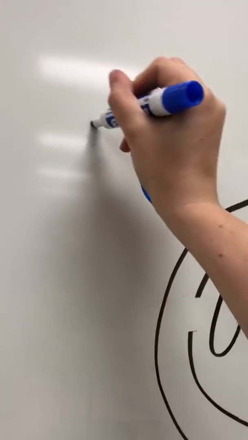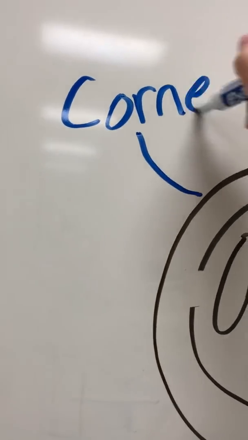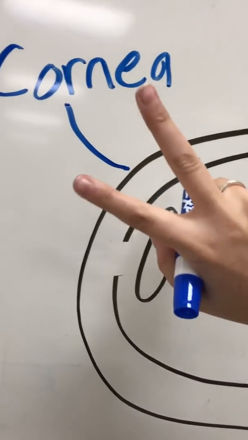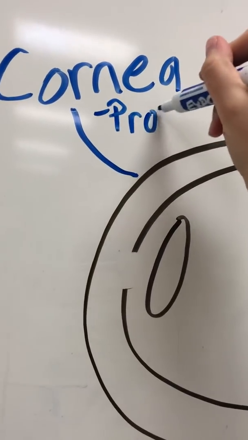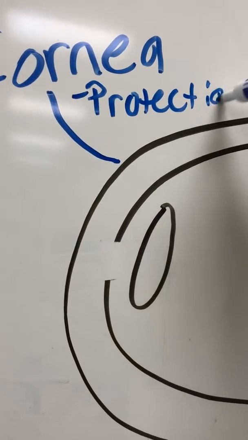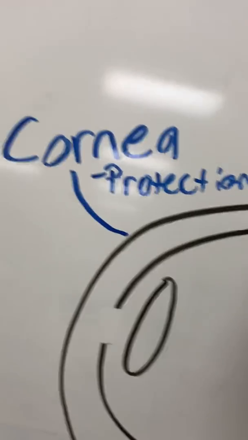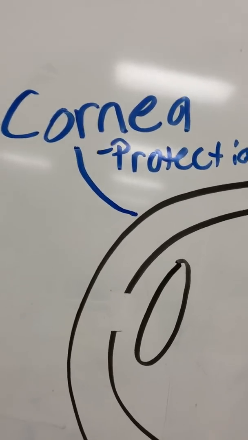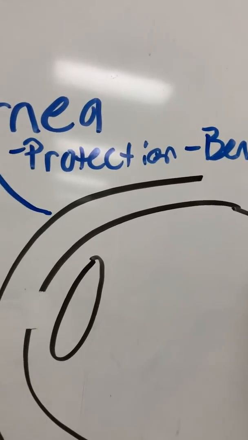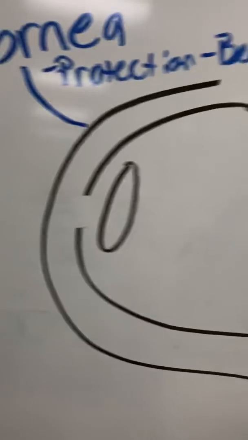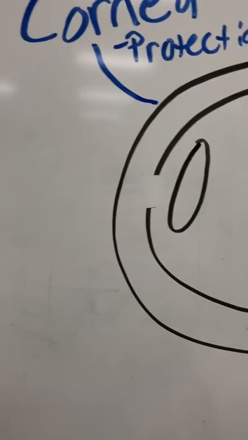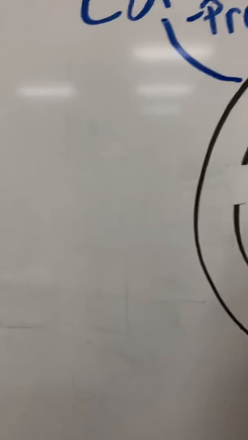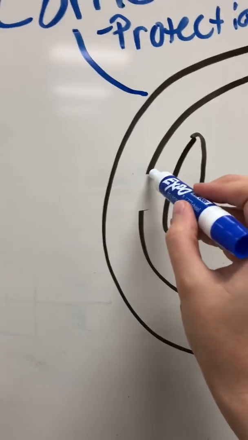So your cornea, which is this guy, it has two purposes, okay? One purpose is protection. And the other purpose is actually to bend the light. Because it's curved and it's see-through, so naturally whenever light goes through a different medium, especially if it's curved, it will bend the light.